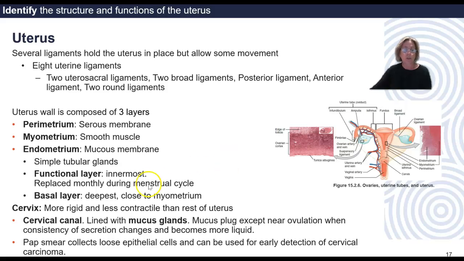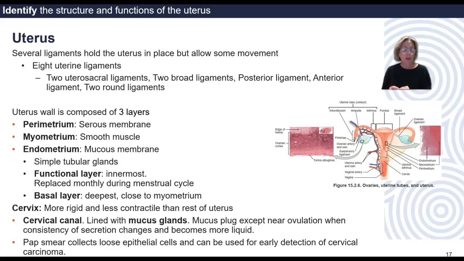Okay. The cervix then is more rigid and less contractile, so it doesn't stretch as easily as the rest of the uterus. The cervical canal is lined with mucus glands, and a mucus plug exists all throughout the menstrual cycle except near ovulation, when the consistency of the secretion changes and it becomes more liquid. And that makes sense, right? Because ovulation's about to occur, and potentially fertilization if there are sperm cells around.